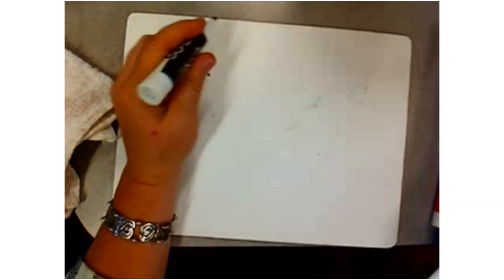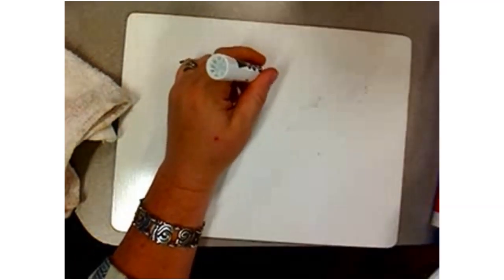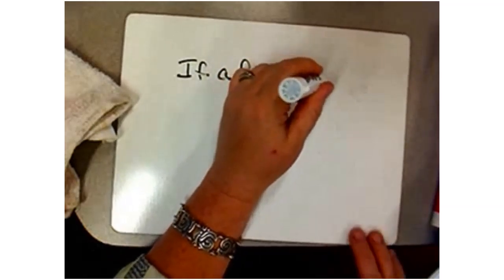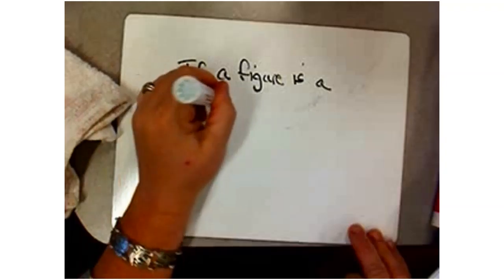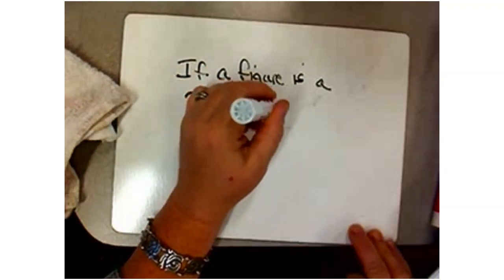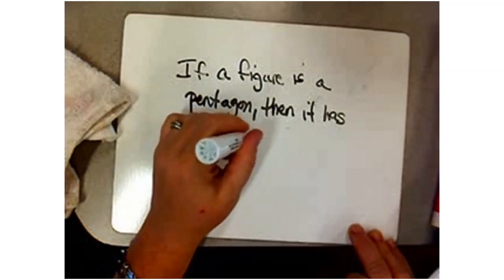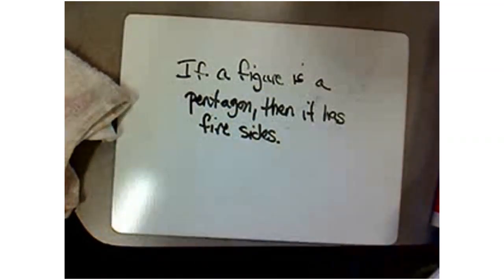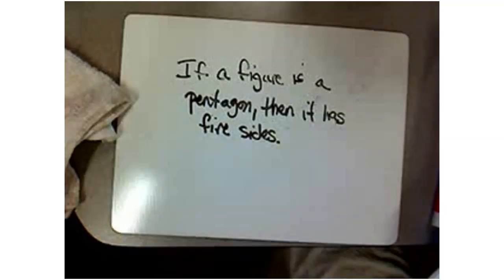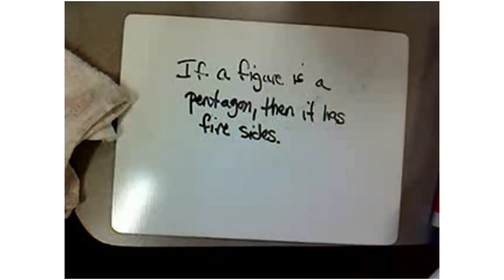We're going to find the inverse of this. If a figure is a pentagon, then it has 5 sides. So we're looking for the inverse. If a figure is a pentagon, then it has 5 sides. Okay, so if a figure isn't a pentagon, then it wouldn't have 5 sides. If a figure is not a pentagon, then it would not have 5 sides.